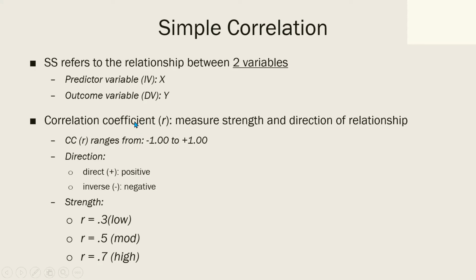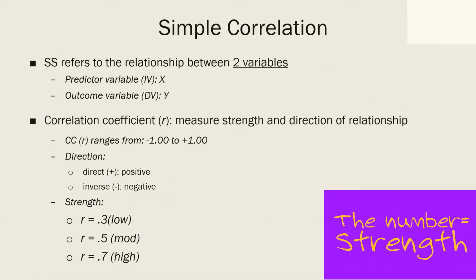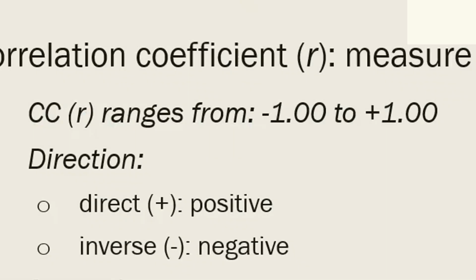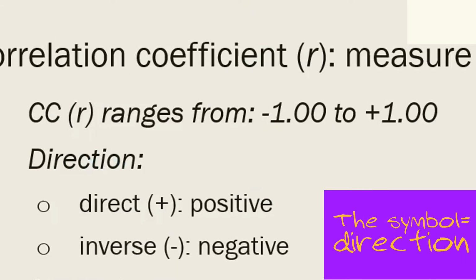So the correlation coefficient, that is represented by R, and it basically measures the strength and direction of the relationship between those two variables. The way you can look at this is that, see this example here? The correlation coefficient, its range goes from -1 to +1. So that's its range, nothing further than that. The direction, you want to take a look first at the sign, because that is an indicator of the direction of the relationship specifically.